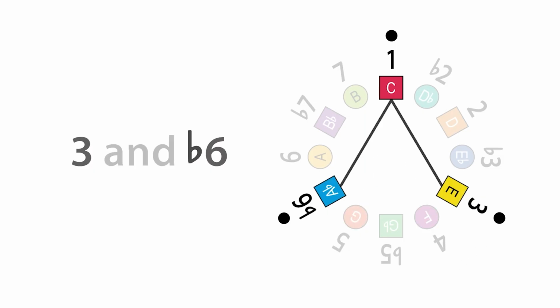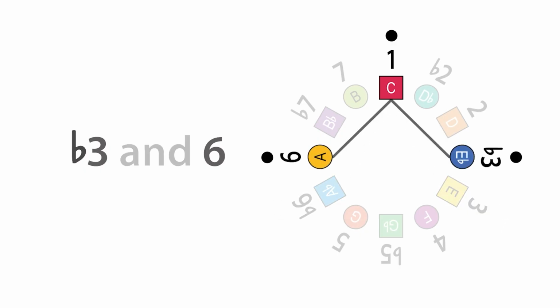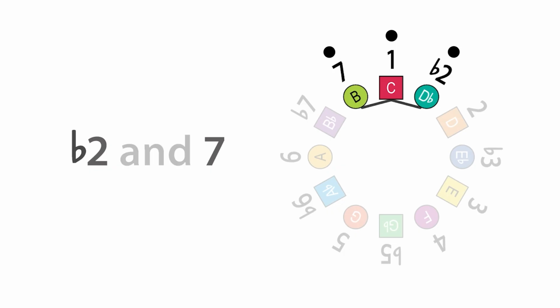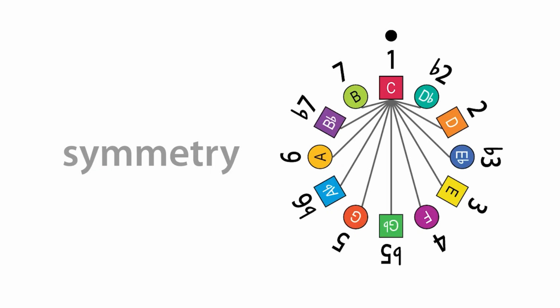Then you have intervals 3 and flat 6, which are symmetrical to each other, and then intervals flat 3 and 6, intervals 2 and flat 7, and finally flat 2 and 7. Each pair of intervals is symmetrical around the key's tonic, scale degree 1.